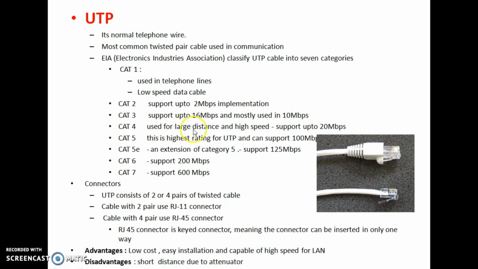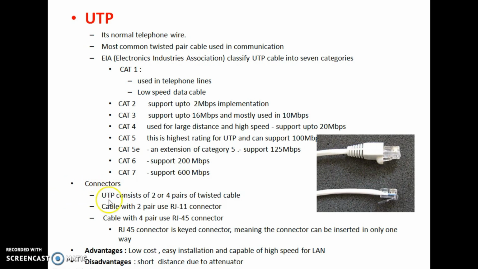Category 4 is used for large distance and high speed. It supports up to 20 Mbps. Category 5, this is the highest rating for UTP and can support up to 100 Mbps. Category 5E is the extension of Category 5, supports 125 Mbps, and Category 6 supports 200 Mbps speed, and Category 7 supports 600 Mbps. This is the general diagram. This is the Category 1 type, this is the Category 5E type.